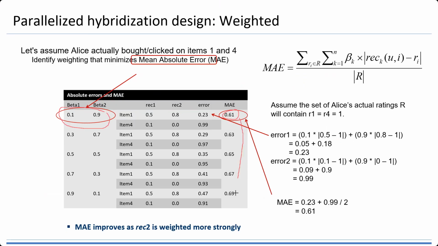Now, let's do it with different weights. With 0.3 and 0.7, we got this MAE. With 0.5 and 0.5, we got this MAE. With 0.7 and 0.3, we got this MAE. With 0.9 and 0.1, we got this MAE. Then we can select the least MAE. In this case, we can say that using this weight is the best because it provides the least MAE score.